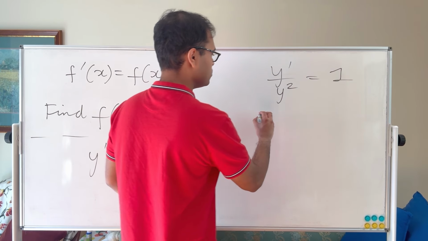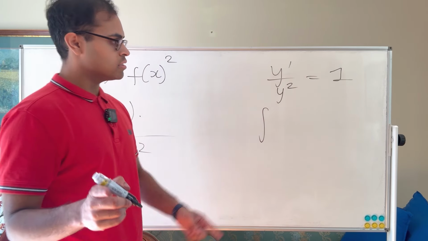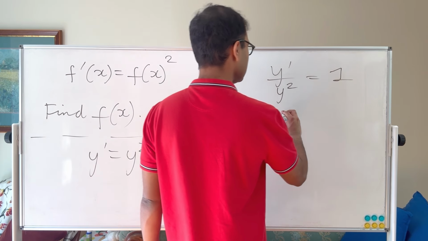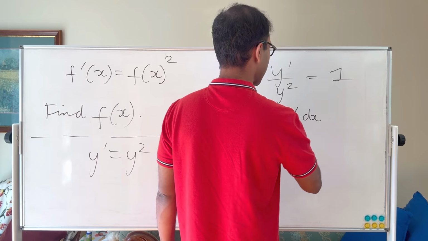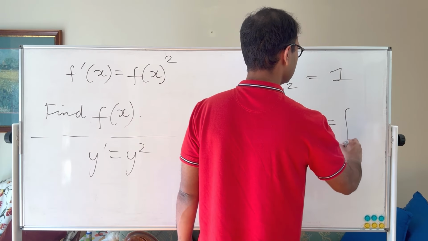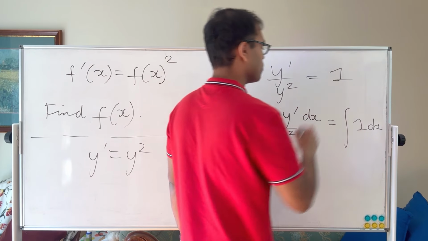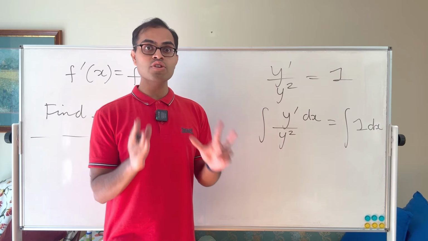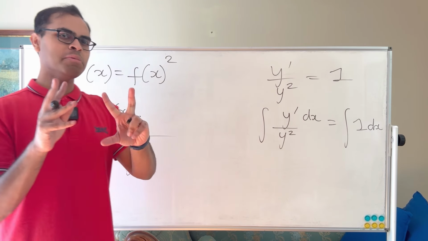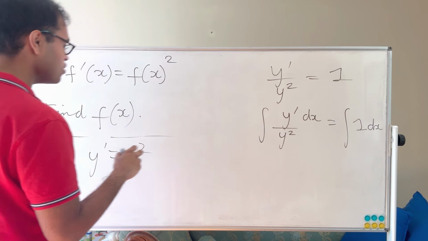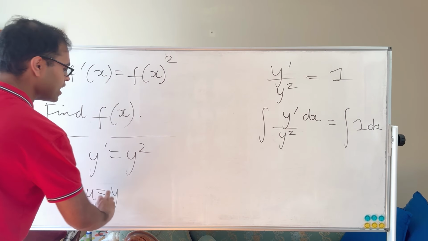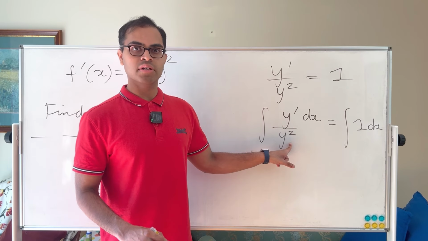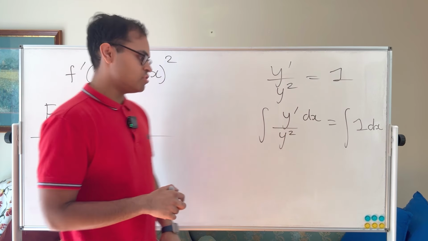But in this case, if we integrate both sides with respect to x, the left-hand side is a function of x and the right-hand side is a constant function of x. So we get the integral of y prime dx over y squared equals the integral of 1 dx. Given that, we're going to make a u-substitution, a little bit of a silly one. It's u equals y, because we literally see the derivative of y up top and the square of y on the bottom, just like a typical u-substitution for integration.